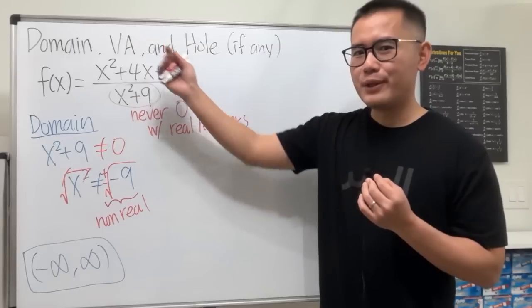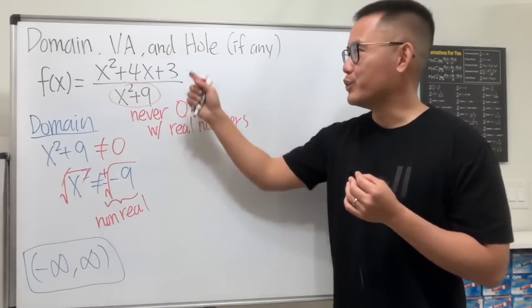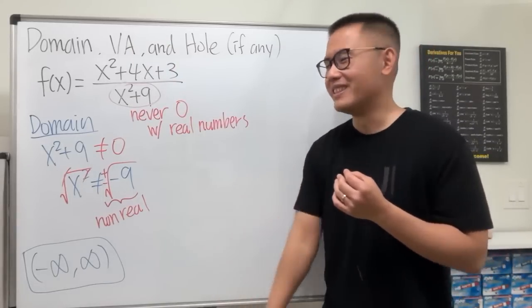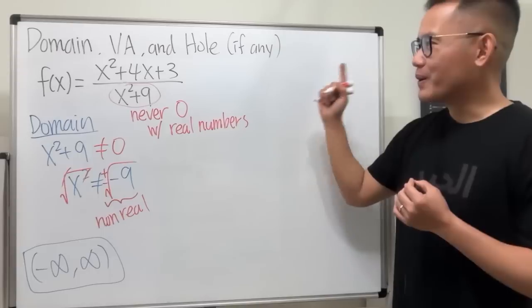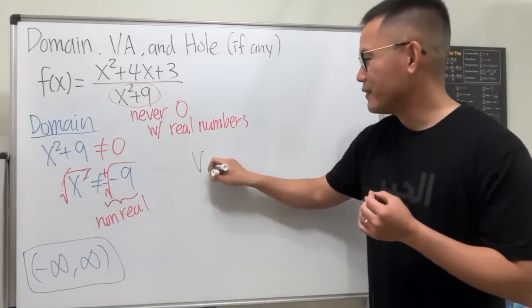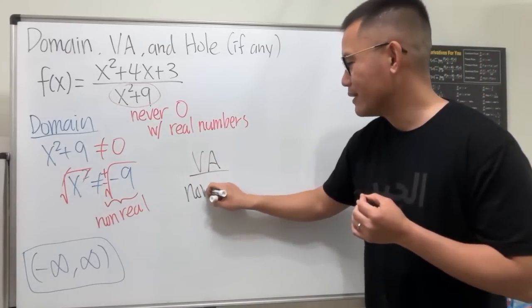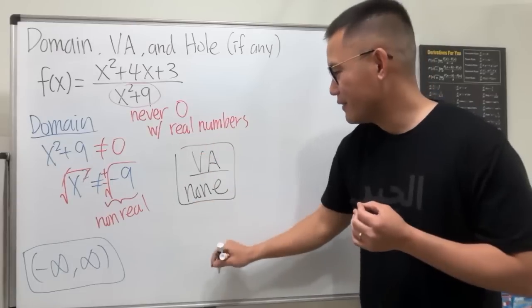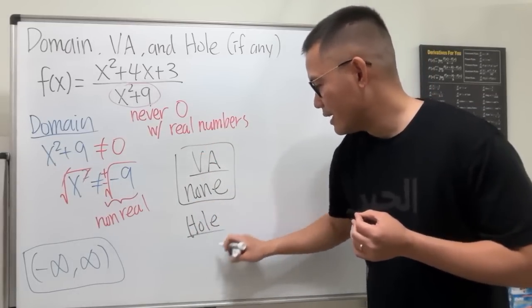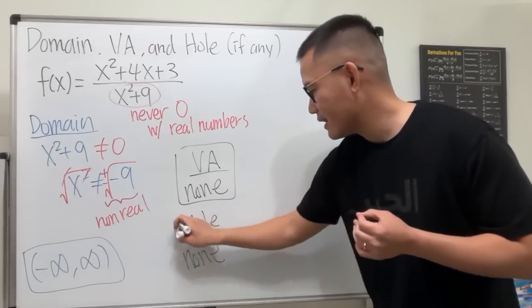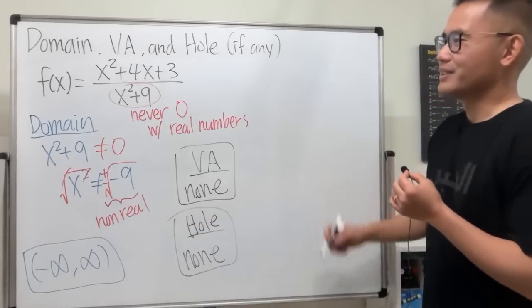Do we have any vertical asymptote? No. Do we have any holes? No either. And do we care about the top? No, we don't either. So right here, I will just write this down real quick. For VA, it's none. And then for the hole, again, none. Right? So just like that.